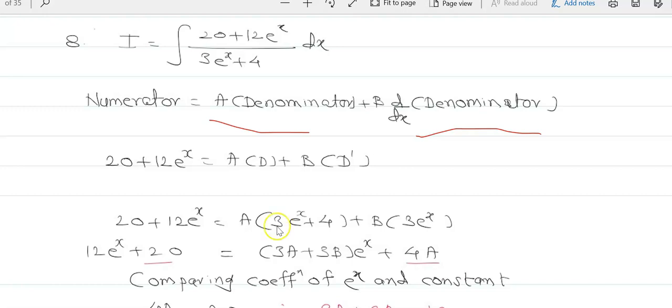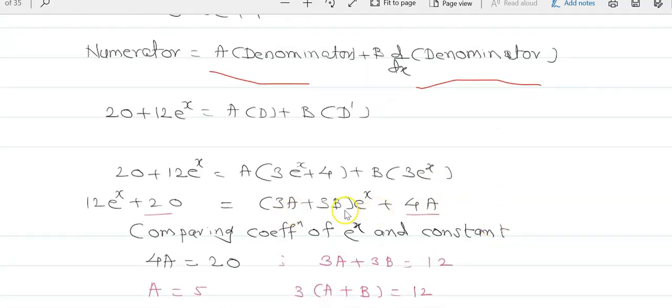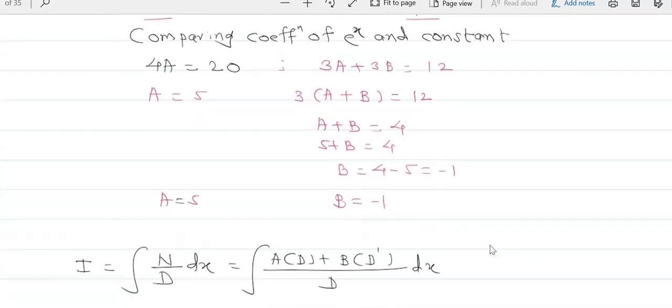What is the denominator? That is 3 e raised to x plus 4, and its derivative is b times the derivative of 3 e raised to x, and the derivative of 4 is 0. It's 3 e raised to x. Now compare the coefficient of e raised to x and the constant. What about the constant? 4a is equal to 20. Therefore, a is equal to 5. 3a plus 3b is equal to 12, therefore a plus b is equal to 4. The value of b is minus 1.